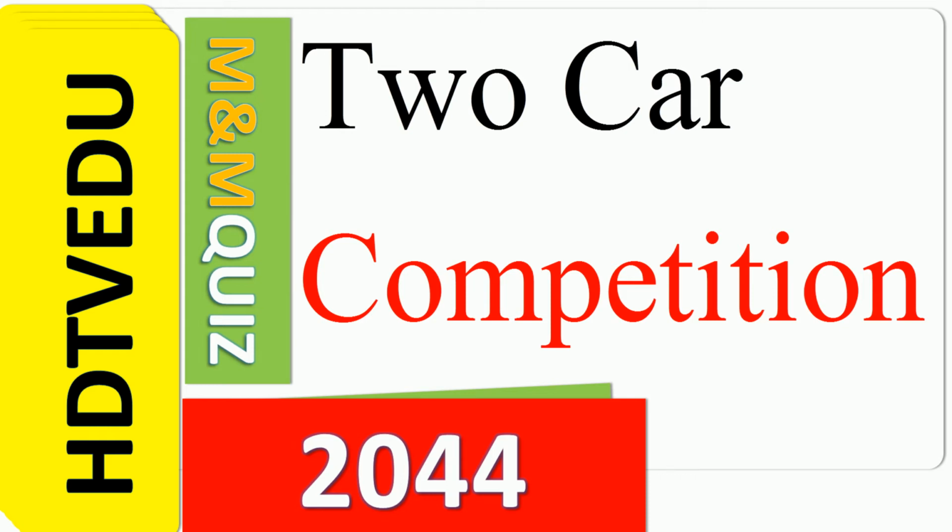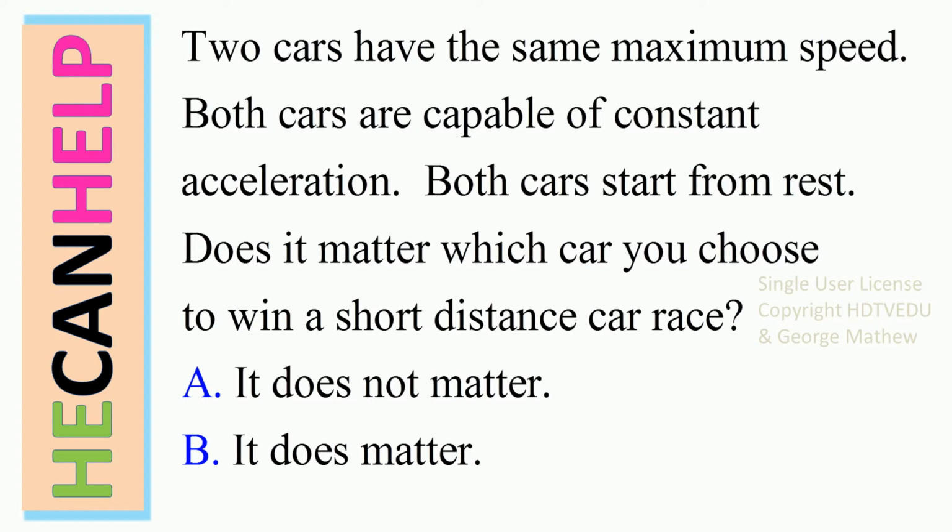Two-car competition, M&M quiz 2044. Two cars have the same maximum speed. Both cars are capable of constant acceleration. Both cars start from zero. Does it matter which car you choose to win a short distance car race? A, it does not matter. B, it does matter.